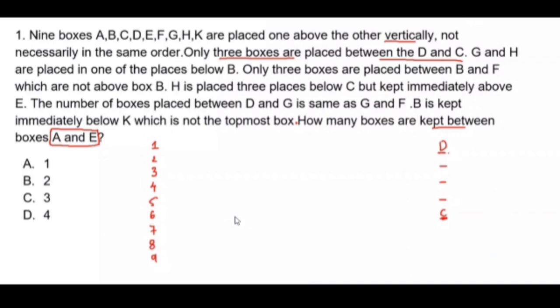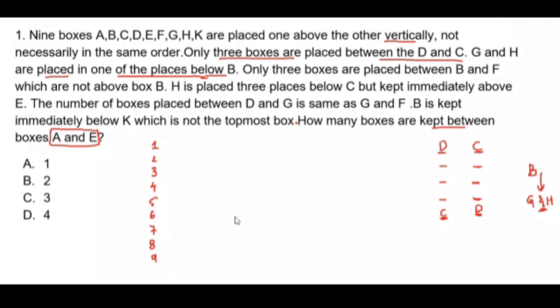In between D and C, that doesn't mean D should be on the top. Yes, there is a case C can also be on the top. These things are possible. Two things are possible. Now, G and H are placed in one of the places below B. What is the thing? G and H are placed below B. If B is here, at the bottom of B you need to have G and H, but you don't know where, but this should be your arrangement.